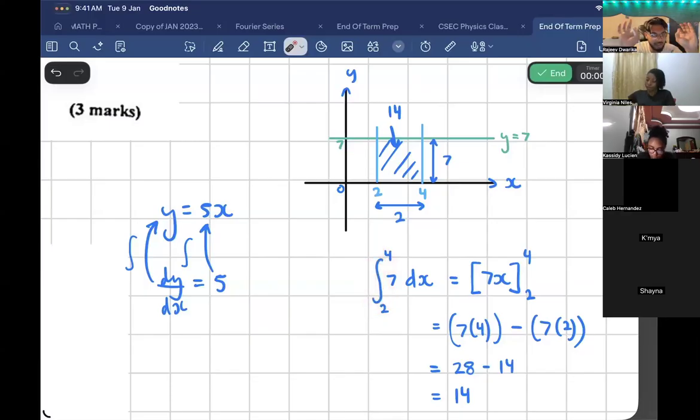Let me explain. Cassidy, Virginia, if you all catch these things, you'll be like legendary. So Cassidy, we're integrating 7 with respect to what?